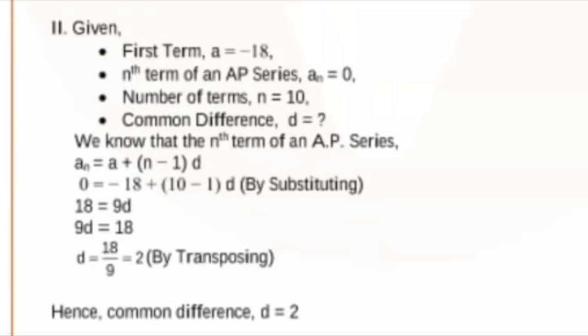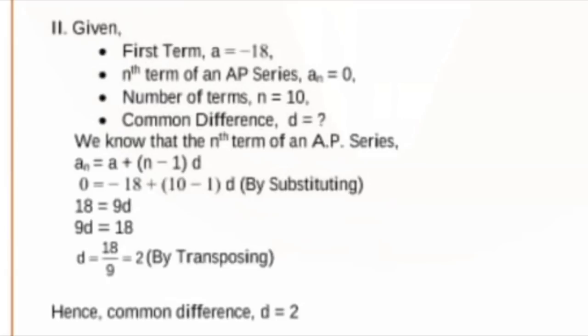So we have to calculate the common difference. Let us write the formula for an. An is equal to a plus n minus 1 into d. Here we are given an as 0. So let us replace an by 0. A is minus 18, n is 10, and we will keep d as it is because we don't know the value of d. We have to calculate the value of d. So we have minus 18 plus 9d.